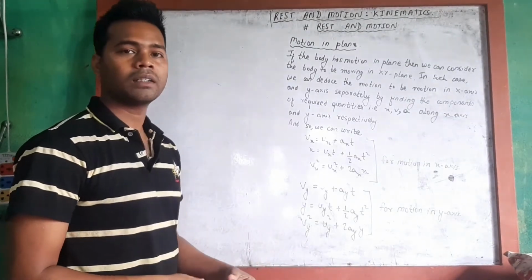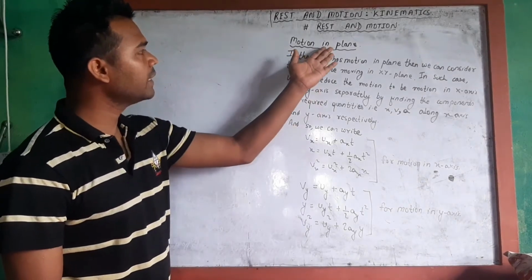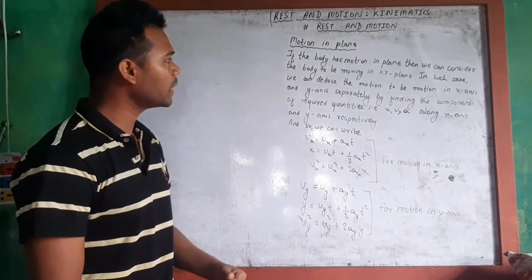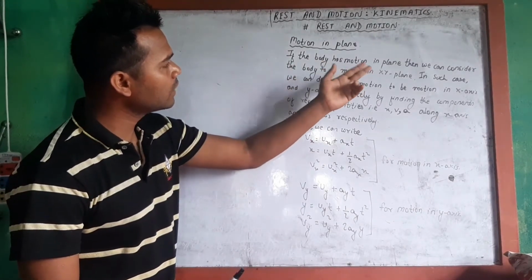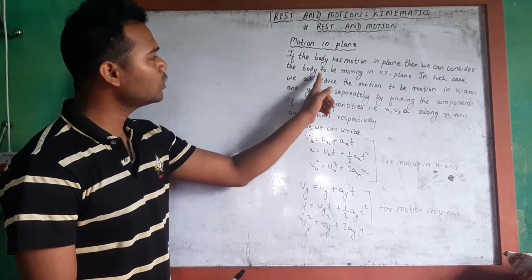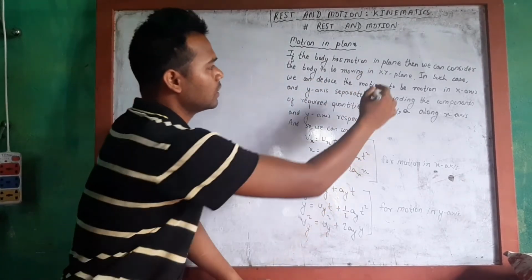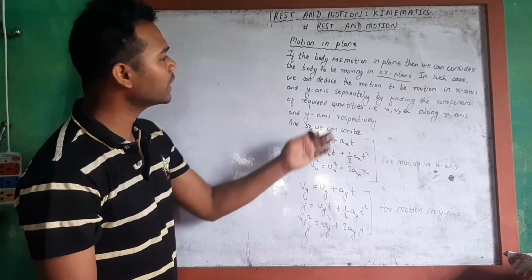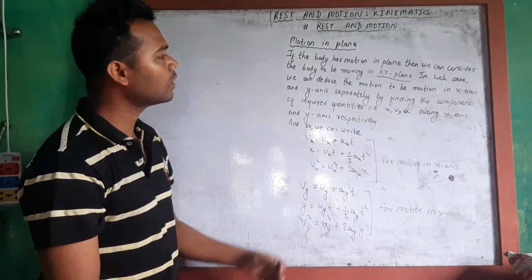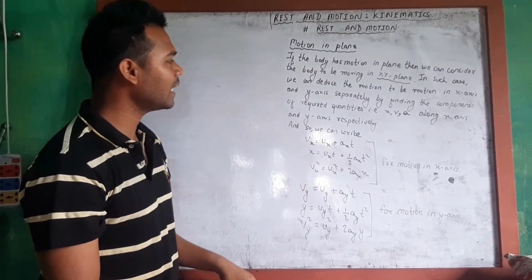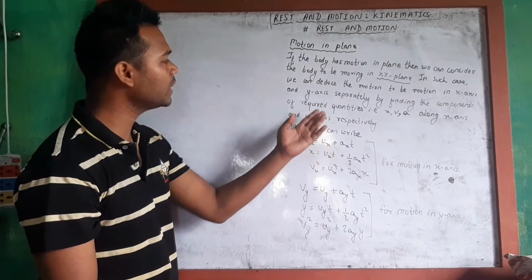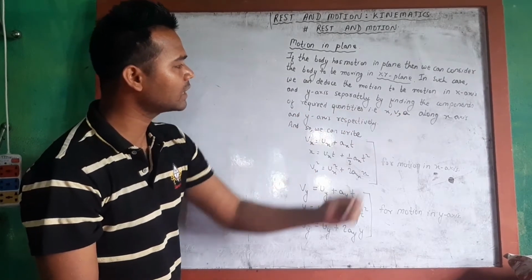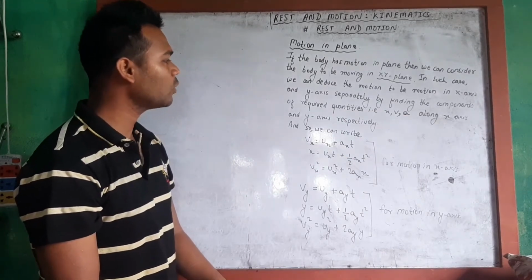Now let's move to the next topic, motion in a plane. How can we deal with a body moving in a plane? If the body has motion in a plane, then we can consider the body to be moving in the xy plane. In such a case, we can deduce the motion to be the motion along the x-axis and y-axis separately by finding the components of the required quantities, that is, of displacement, velocity and acceleration along the x-axis and y-axis respectively.